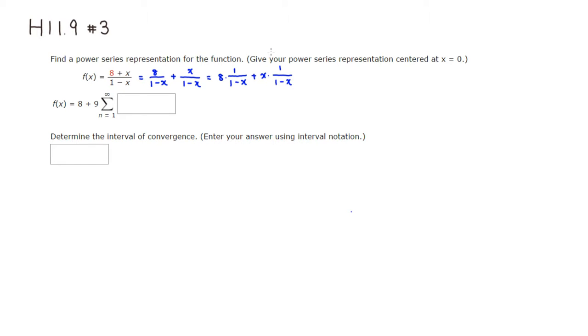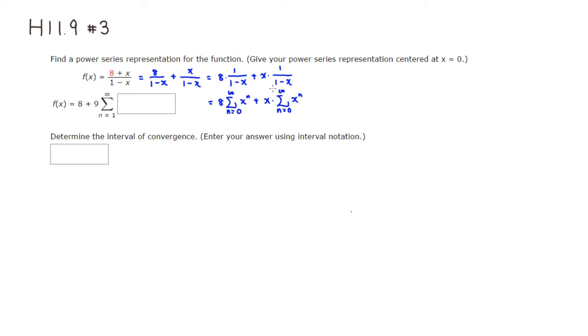Then we know how to do this. So this is going to be 8 times a summation, n goes from 0 to infinity, of x to the n. And this is going to be x times the summation, n goes from 0 to infinity, of x to the n. And combine that, you're going to get this.